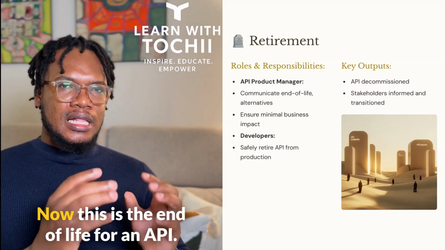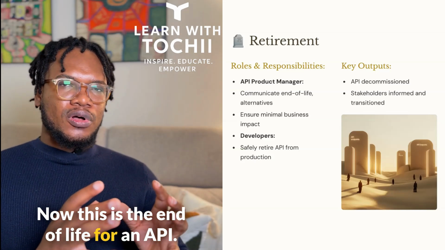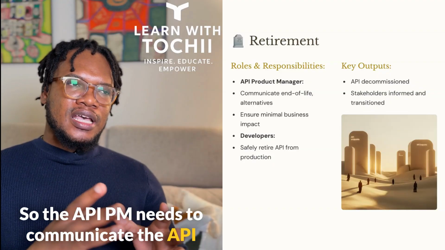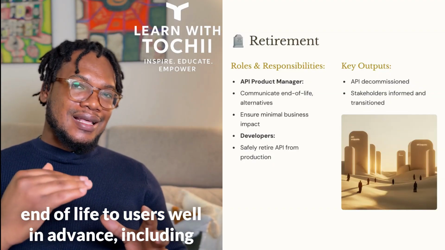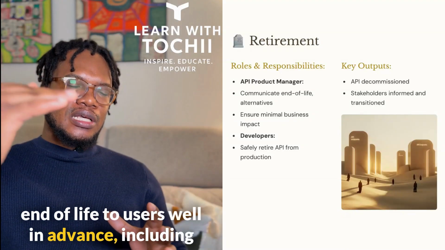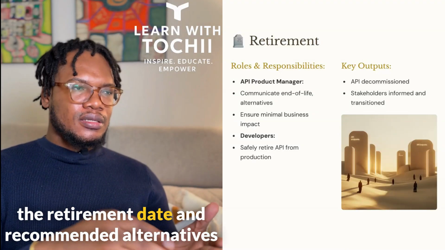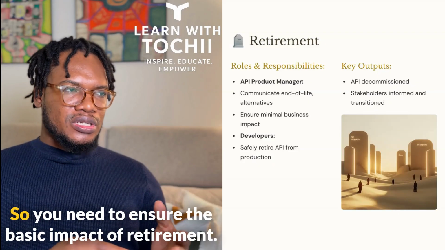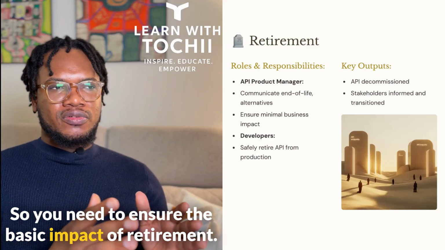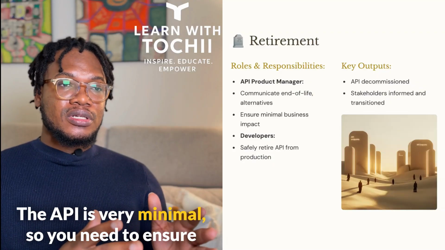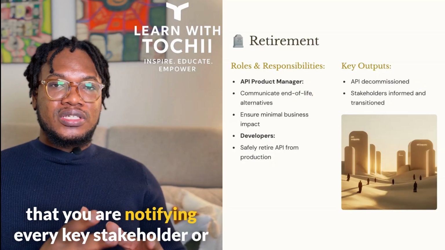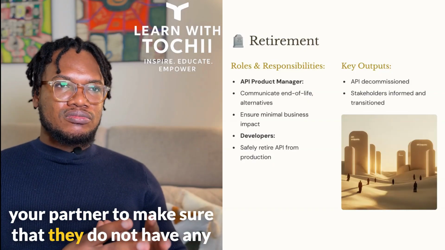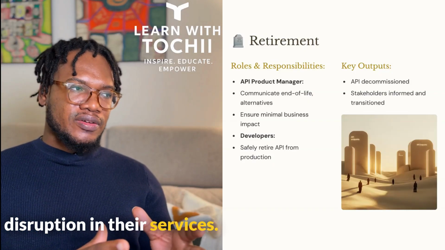Retirement. Now, this is the end of life for an API. So the API PM needs to communicate the API end of life to users well in advance, including the retirement date and recommended alternatives for the user. You need to ensure the business impact of retiring the API is very minimal, so you need to notify every key stakeholder or partner to make sure that they do not have any disruption in their services.